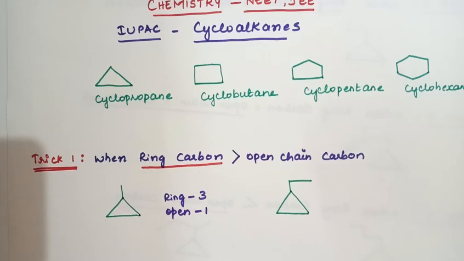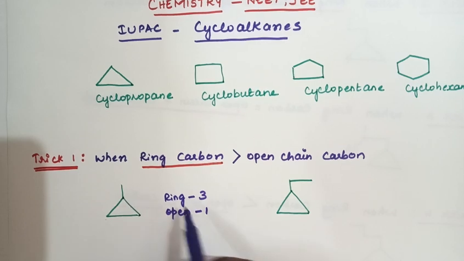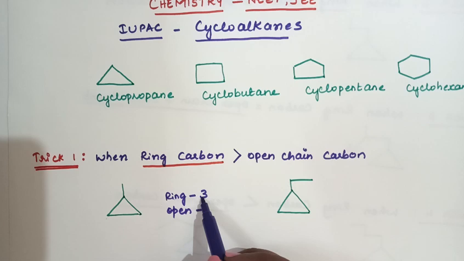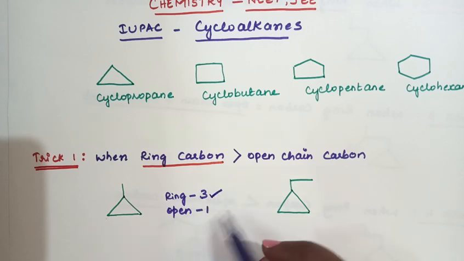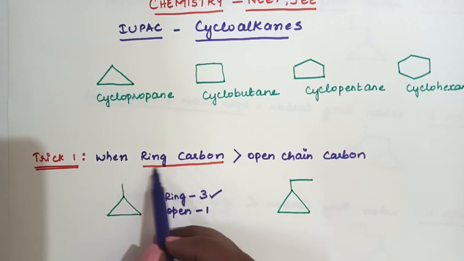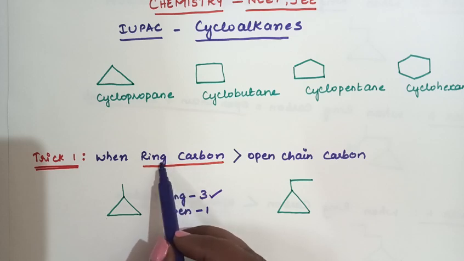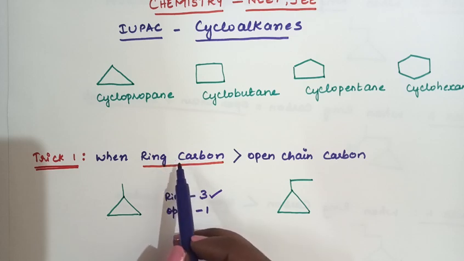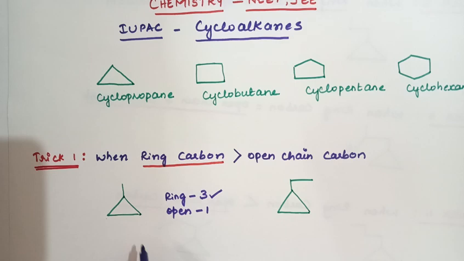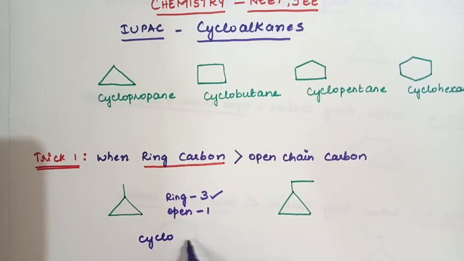In this case you have to give preference to the ring carbon, and that will become the parent chain. When the ring has more carbon atoms, give preference to that. See, I have underlined in red color. You have to give preference to the ring carbon, and that should be taken as the parent chain. So when you take that as the parent chain, you will name it cyclopropane, since 3 carbon atoms are there.